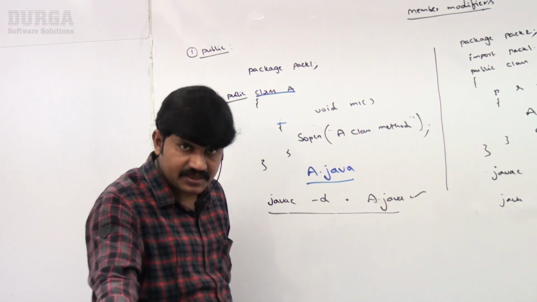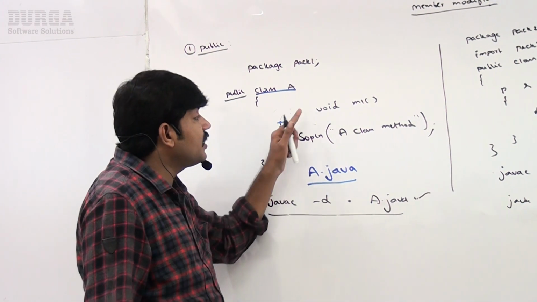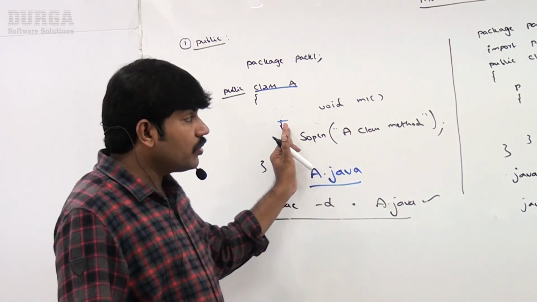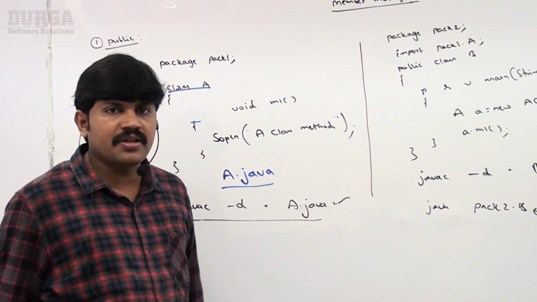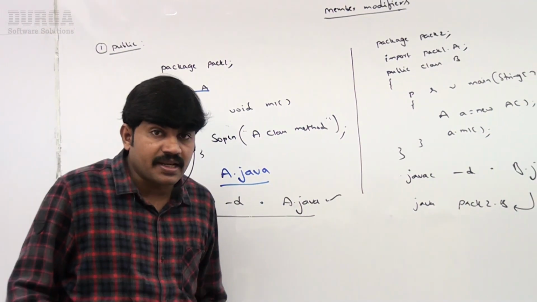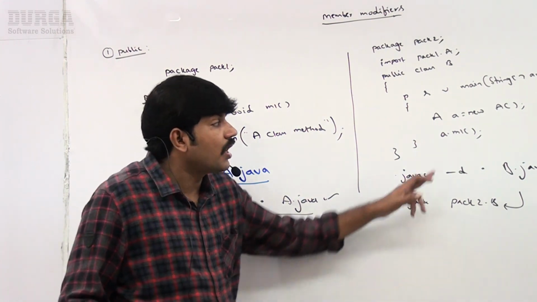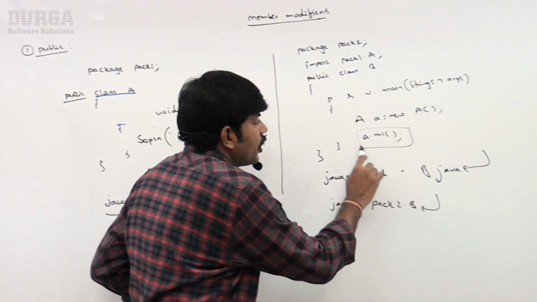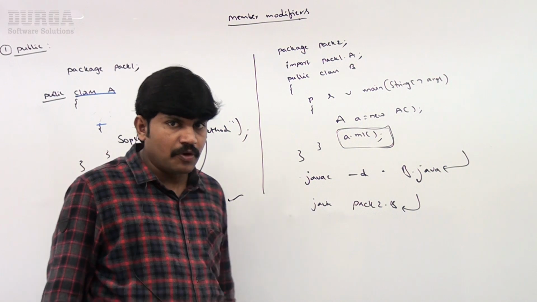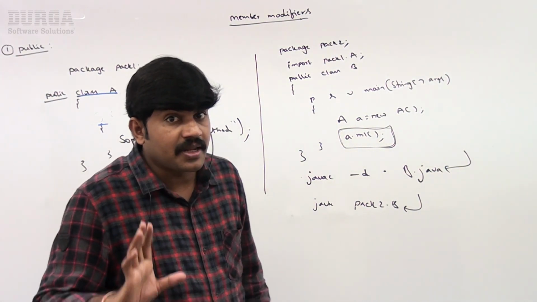A default member we can access only within the same package. Outside the package you can't access. Within the same package we can access. Outside the package you can't access. By mistake, if you are trying to access M1 from outside the package, immediately we are going to get a compile error.